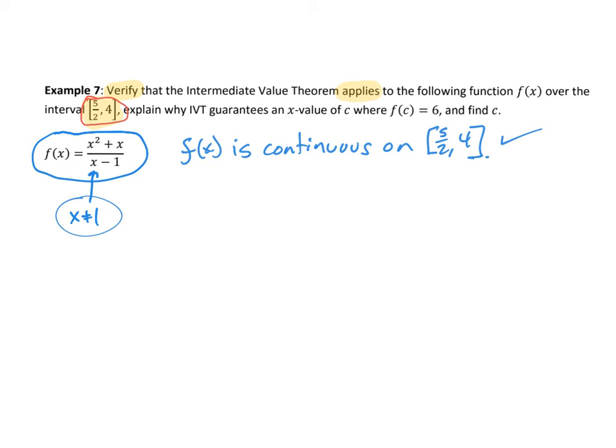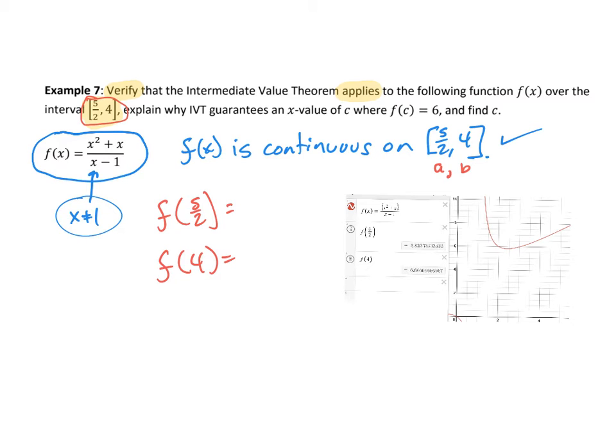Now we want to talk about why the intermediate value theorem guarantees an x value c where f of c is equal to 6. Well, to do that, we need to have an A and a B so we can find an F of A and an F of B. So typically, this interval is [A, B], right? So let's go ahead and compute F of 5/2 and f of 4. And then I can show you why the intermediate value theorem guarantees that we're going to hit 6.